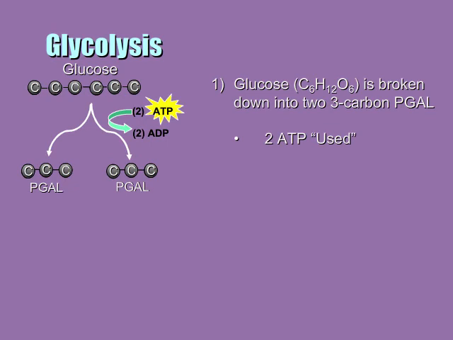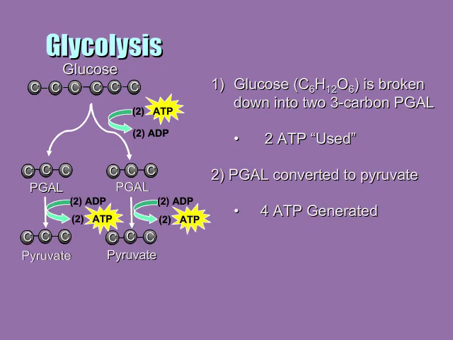Now the first step of glycolysis is the splitting of this 6-carbon glucose molecule into 2 3-carbon PGAL molecules. And in order to do this, we actually end up spending 2 ATP to get the process going. And this is called the energy of activation. Now in the next step of glycolysis, we're going to convert those PGAL molecules into something called pyruvate. In the process, we're going to release some high energy electrons, and that energy is going to be used to phosphorylate ADP and change it into ATP. And so in this process, we generate a total of 4 ATP.